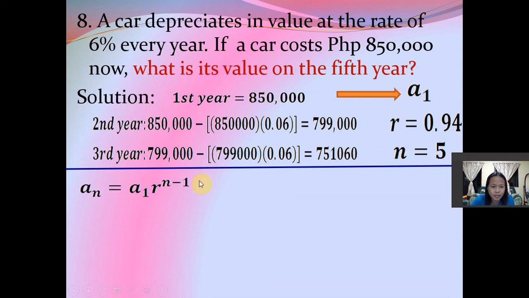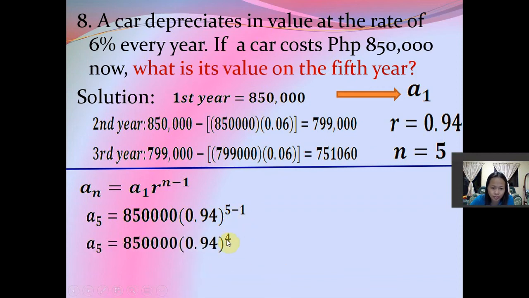For the solution, we will be using the formula for the nth term of a geometric sequence. Since we are asked to find the value or cost of the car on the fifth year, it's a sub 5 that we are looking for, the fifth term. It is equal to our first term, 850,000, times the common ratio 0.94, raised to n minus 1, which is 5 minus 1, that is 4.